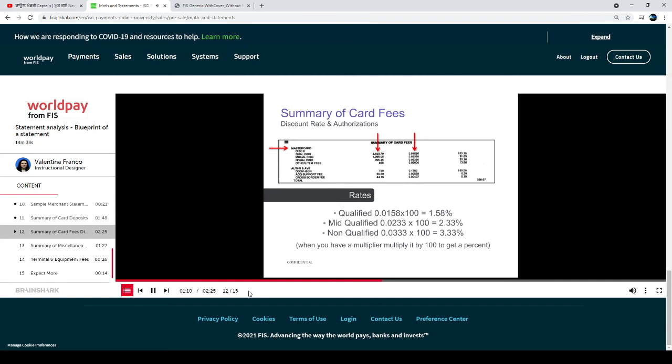Now let's take a look at the authorizations. Here, they are being charged separate for the authorization fee. Note that the count for the other item fees is 698, and it matches the amount of cards swiped on the summary of card deposits on the first page of the statement. And this charge represented as other item fee is 0.02 cents.